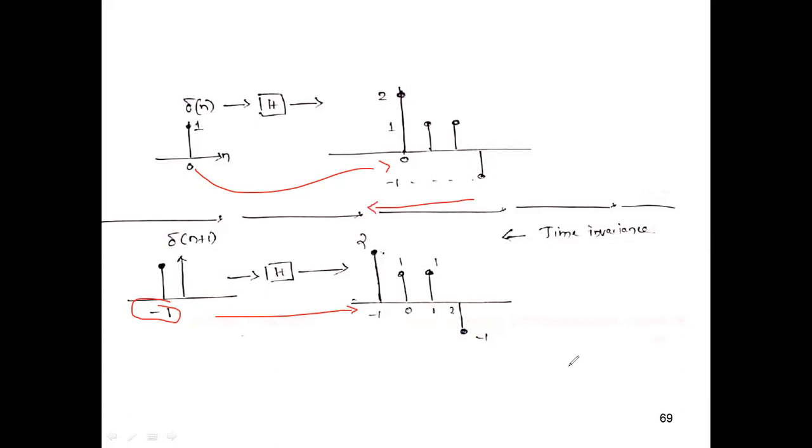Time invariance, right? You shift the input, output will also be shifted. You see here, input is shifted by 1 location to the left side. The output will also be shifted by 1 unit to the left side, because this is a time invariant system. Okay, are we cool? If in place of delta n plus 1, I have delta n minus 1, can you guess what's going to happen? It starts from +1, right?